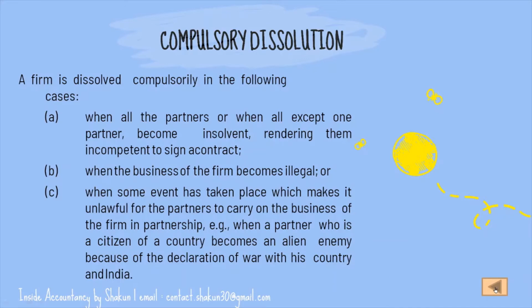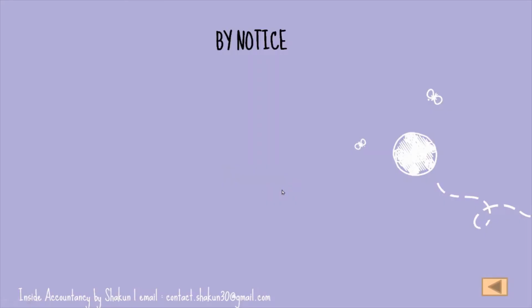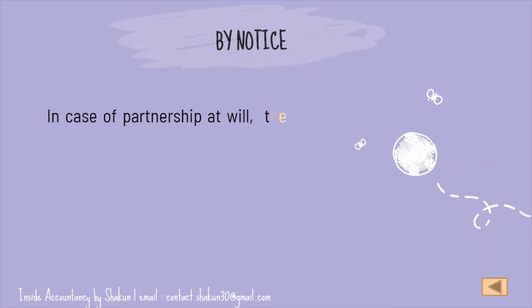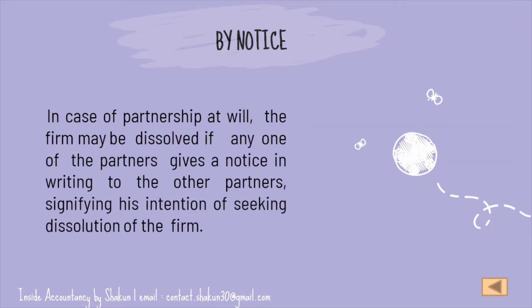Moving on, the next mode of dissolution is by notice. In case partnership is at will, the firm may be dissolved by any partner giving a proper notice in writing to all the other partners of his intention to dissolve the firm. This is according to Section 43, which says that in case the partnership is at will, meaning at the will of all the partners, then the firm may be dissolved if one of the partners gives a notice in writing to all the other partners telling them about his intention of dissolution. So that is dissolution by serving a notice.